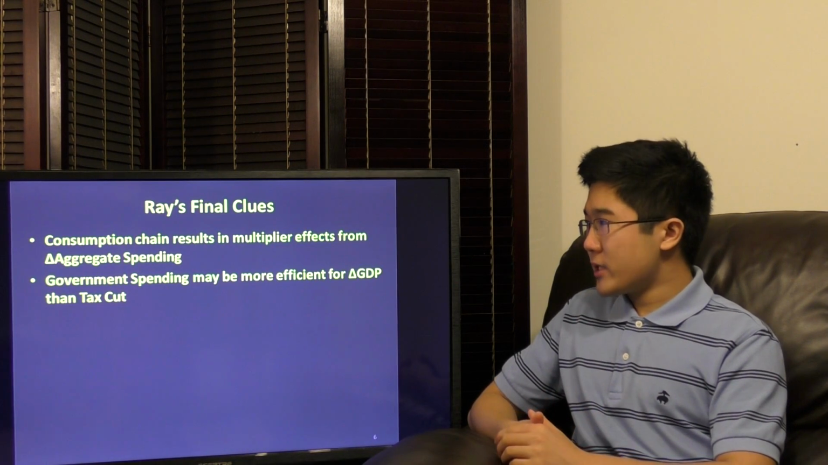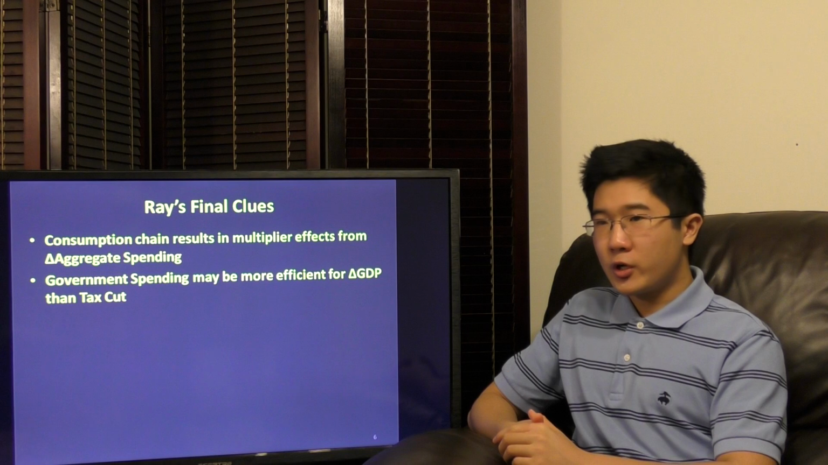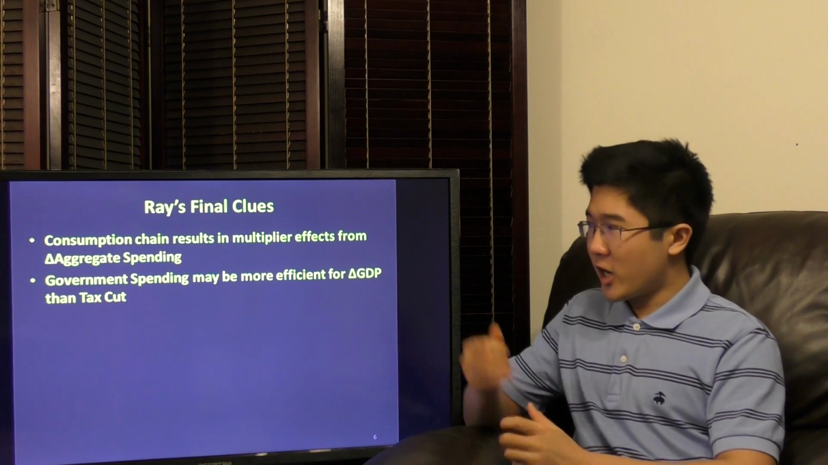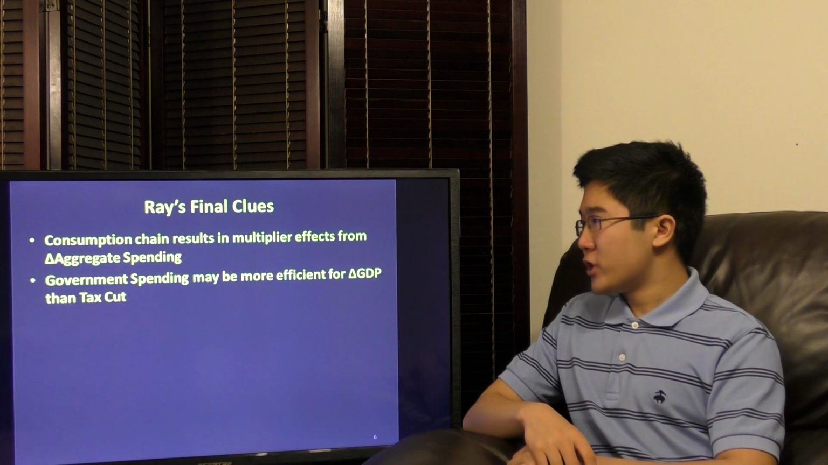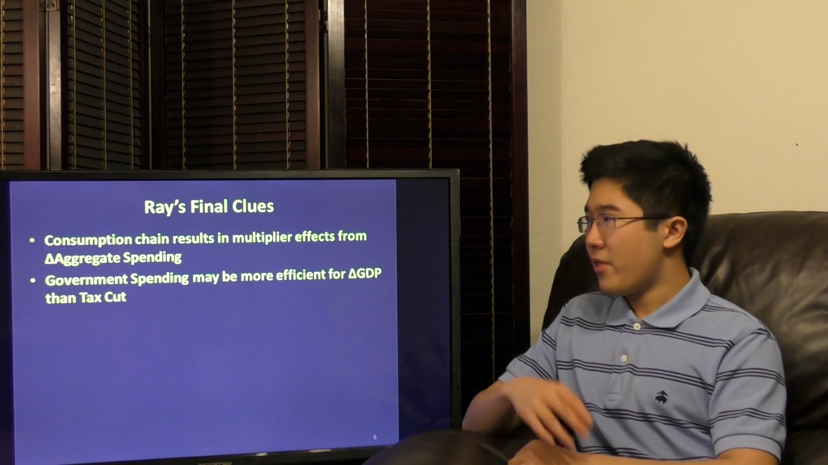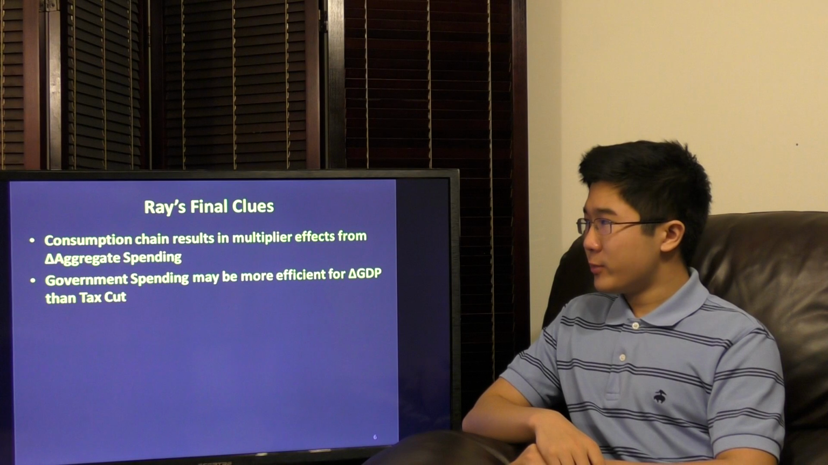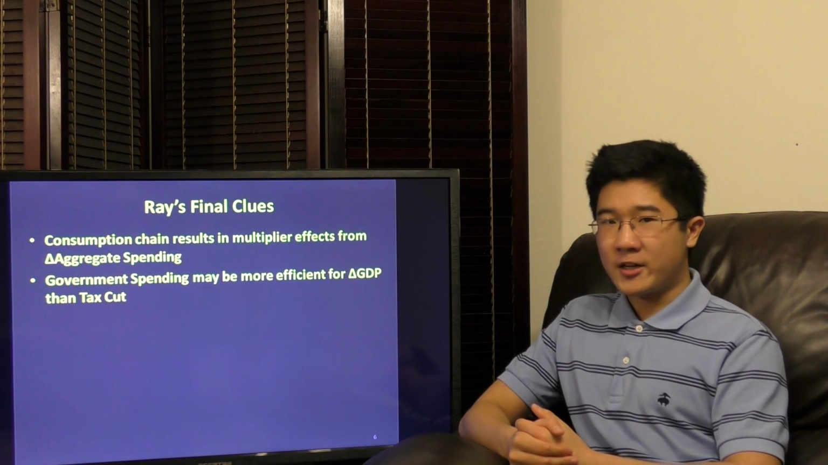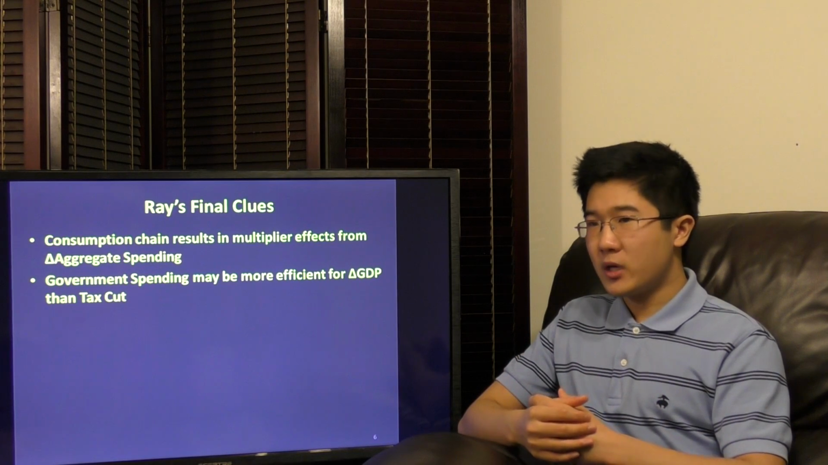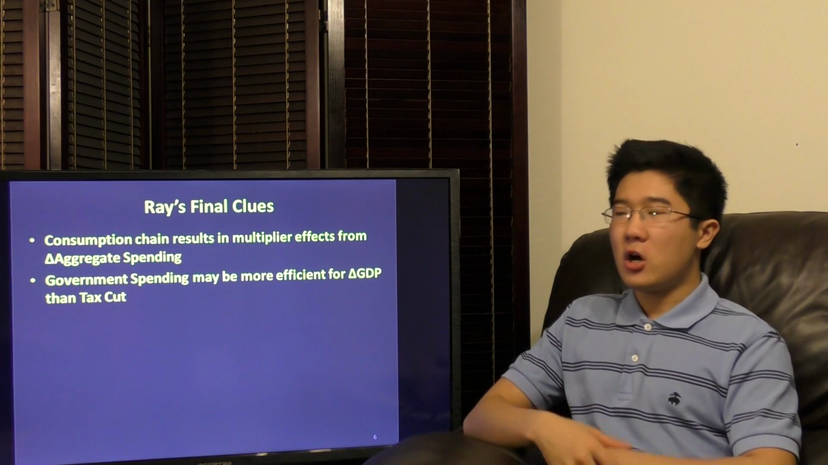So for our final clues, our multiplier leads us to conclude a basic economic principle: government spending, usually in the short term, has a theoretically larger and more efficient impact on change in GDP than a tax cut. This results because our consumption chain results from an overall multiplier from a change in aggregate spending. The change in aggregate spending then multiplies into a larger effect on GDP in an economy.